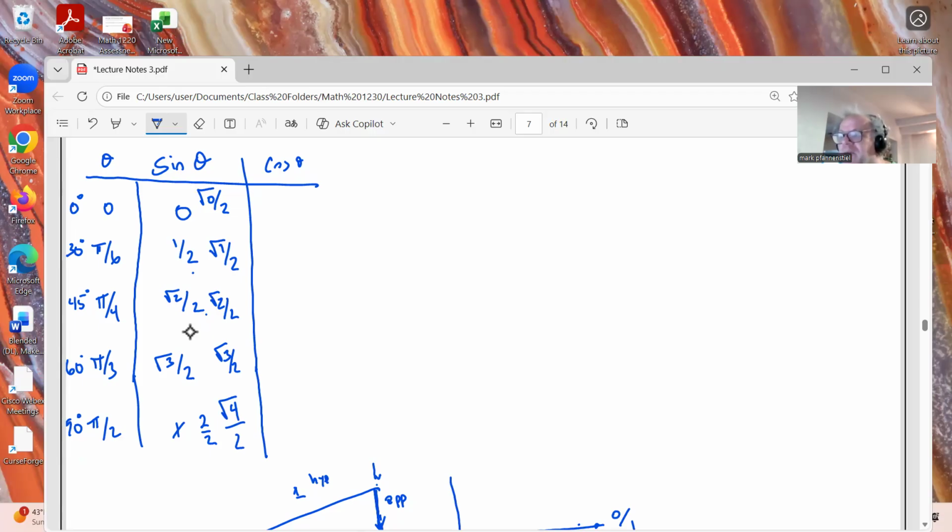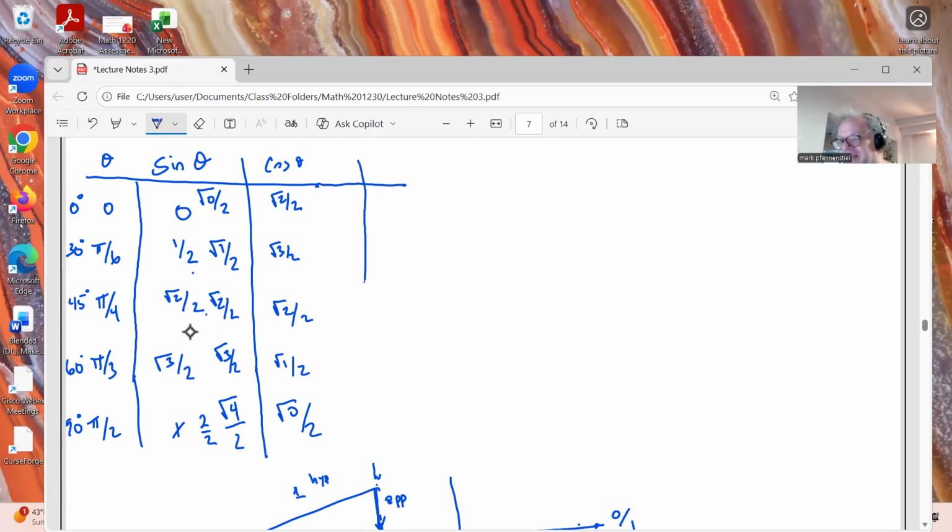Cosine just works backwards, okay? So cosine is going to be square root of 4 over 2, square root of 3 over 2, square root of 2 over 2, square root of 1 over 2, and the square root of 0 over 2. And that is our cosine. So if you have to memorize these pieces, write down this little table and you'll be all set.